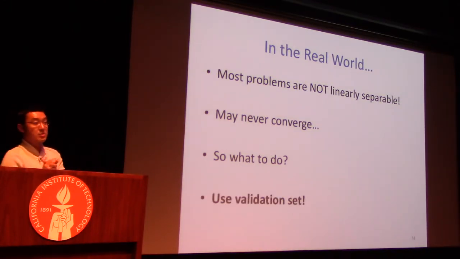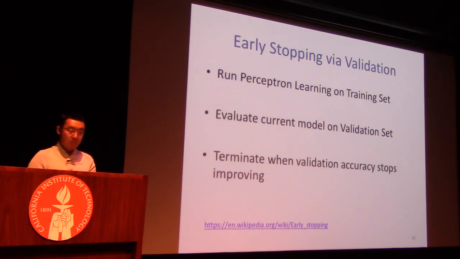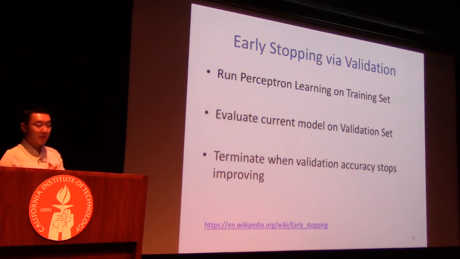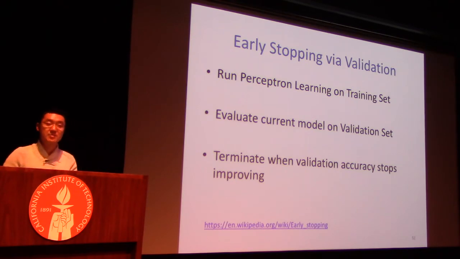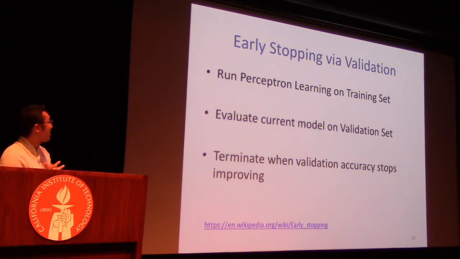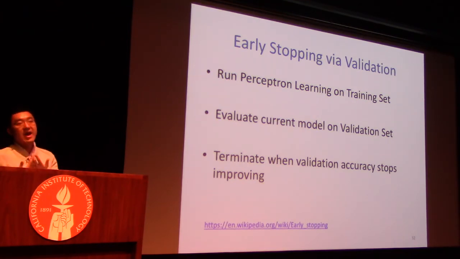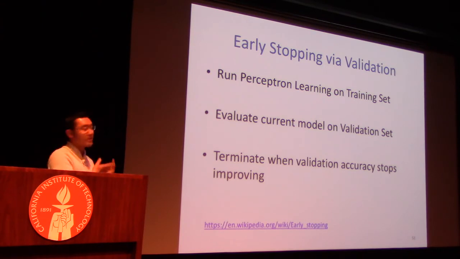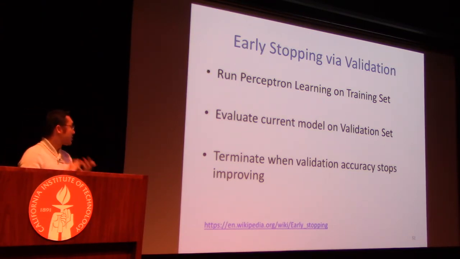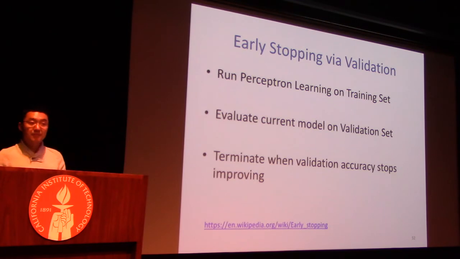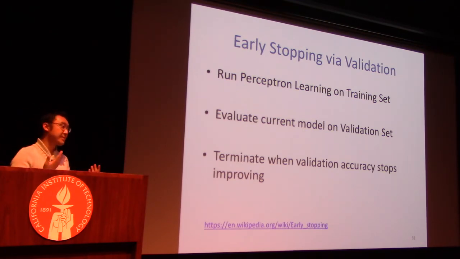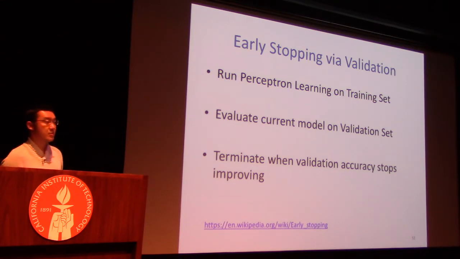We'll typically just use the validation set. So one example is early stopping. It's a very popular concept in the machine learning community. So we're going to run the perceptron learning algorithm on the training set. We're going to evaluate the accuracy of the current model on a validation set. We terminate when the validation accuracy stops improving. That's basically what early stopping means. And people have done this for other learning algorithms as well. This is a very generic concept. It applies to other learning algorithms as well.